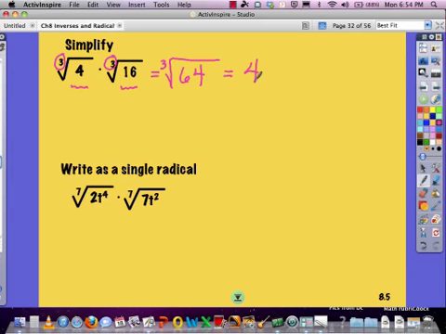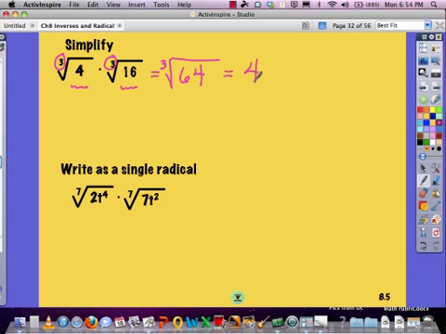So in this case, it was definitely better to combine the two like radicals by multiplying what was underneath, making it a bigger number. That bigger number then could be broken down. That's not always the case, but it is something to check.